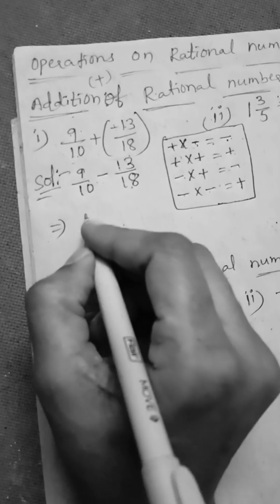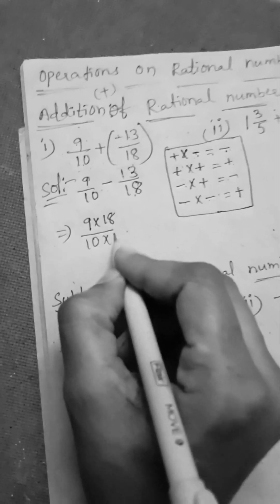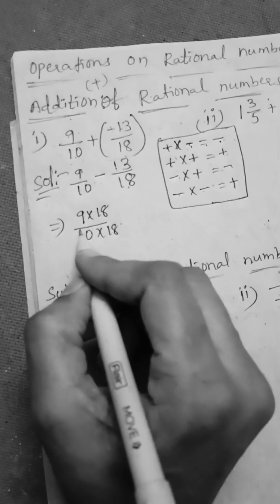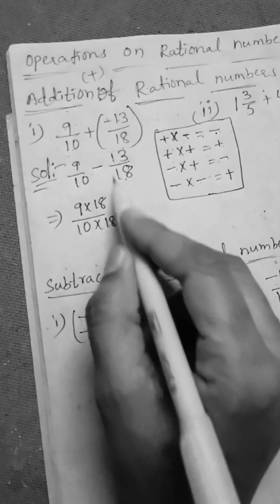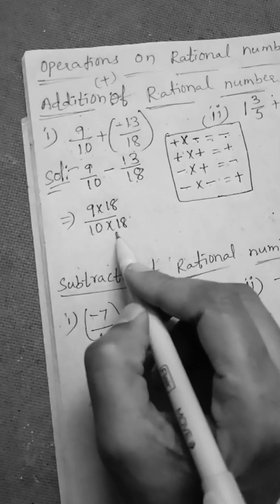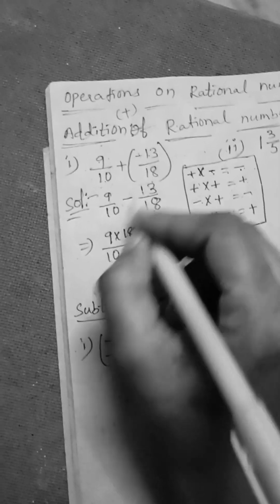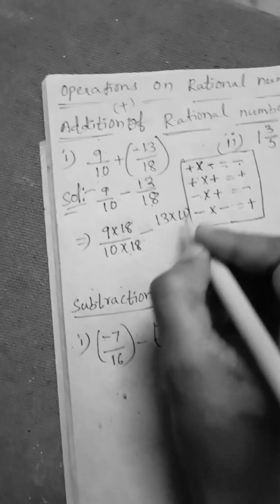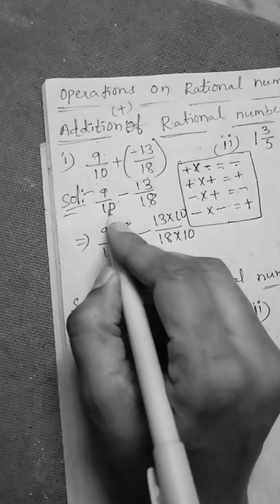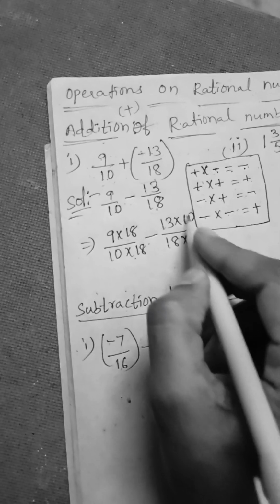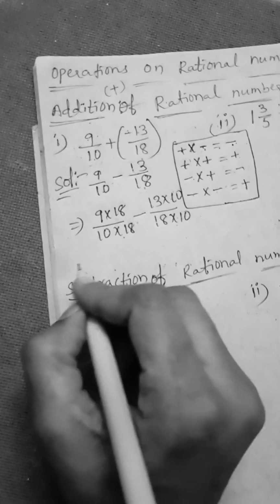Here 9 into 18 divided by 10 into 18. You have to write the same fraction here, but for the opposite fraction's denominator, whatever that number is, we have to multiply it with the numerator and the denominator also. Minus 13 into the opposite one: 13 into 10 divided by 18 into 10. This fraction we wrote as it is. The opposite fraction's denominator is 10, so we multiply the numerator and denominator by it. Now what is the value?